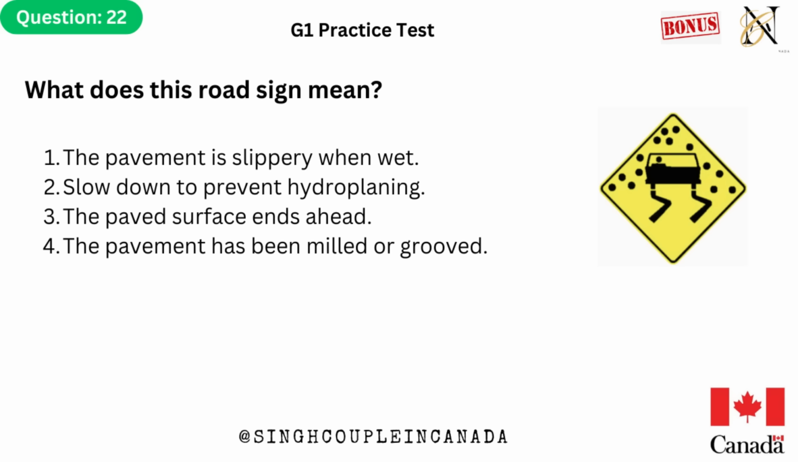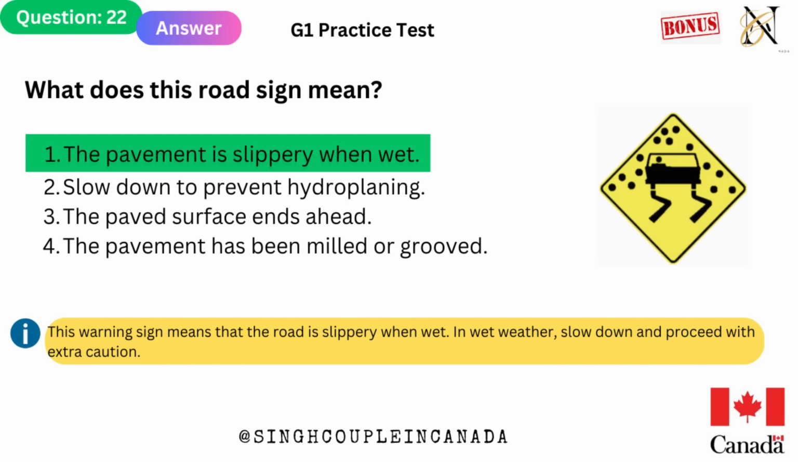4. The pavement has been milled or grooved. The answer is 1. The pavement is slippery when wet. This warning sign means that the road is slippery when wet. In wet weather, slow down and proceed with extra caution.